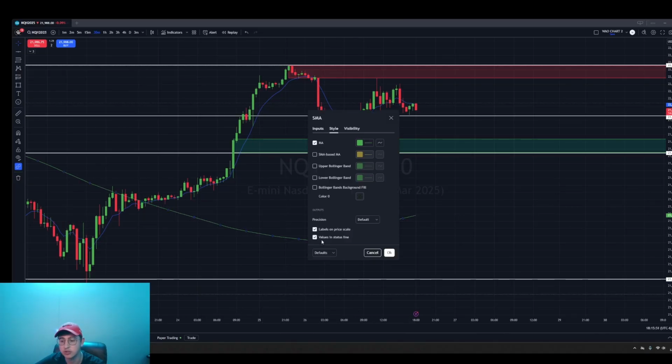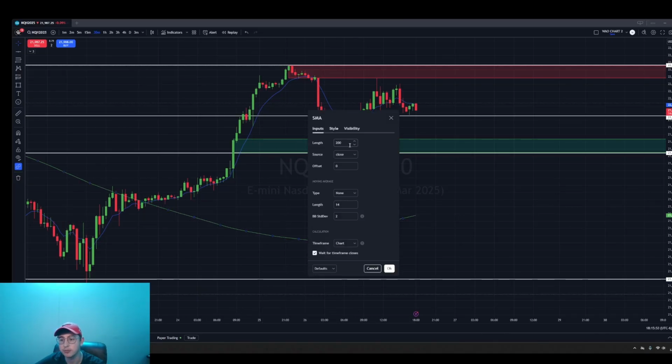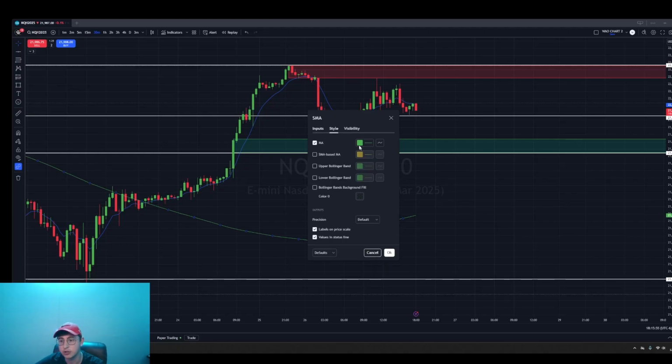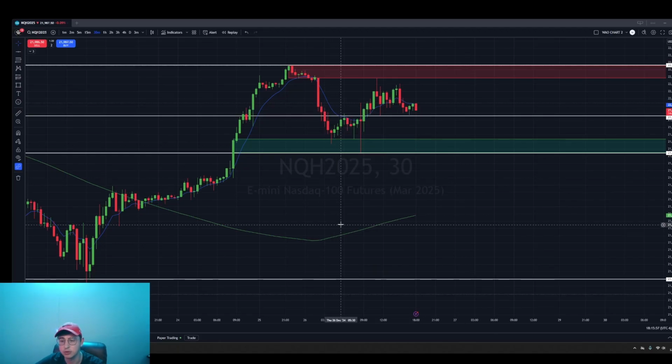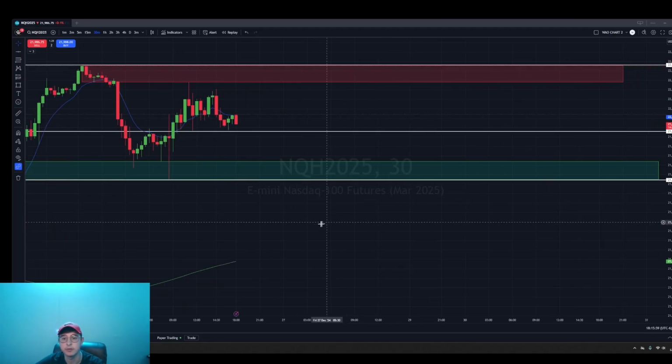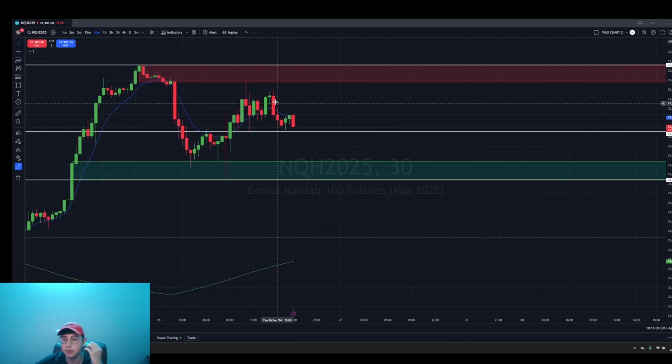Same thing with this green line. This is the 200 simple moving average. Make sure you put it at 200 and you can make it whatever color you want. I just have it as blue and green, okay? So I have my zone of resistance. I have my zone of support. I have a mini zone of support, and I have another level of support, and then right here can technically act as a level of support as well.